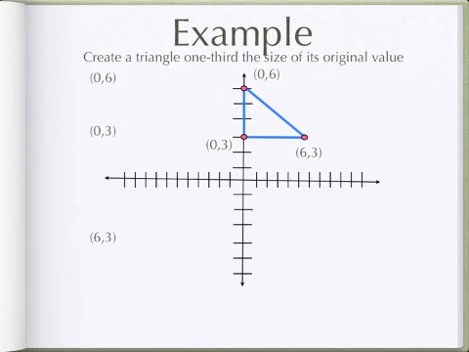So I take a look at my scale factor. It says create a triangle 1/3 the size. So that means to multiply each of those points by 1/3. So I have 1/3 times 0, 1/3 times 6, which will give me 0, 2.